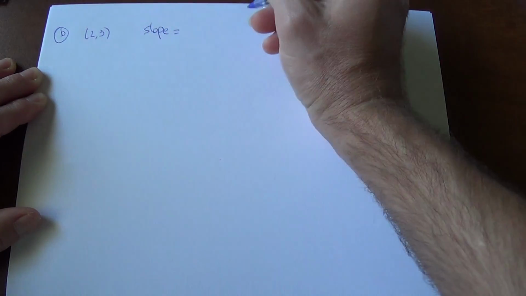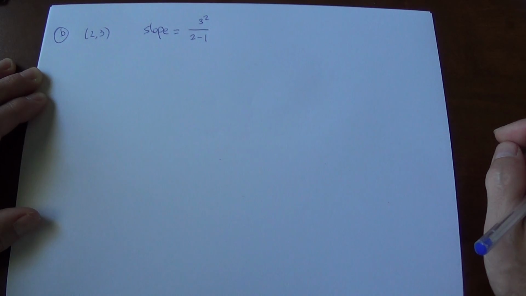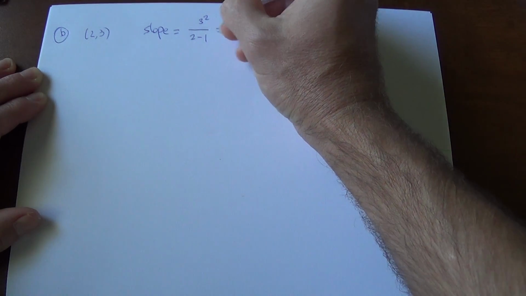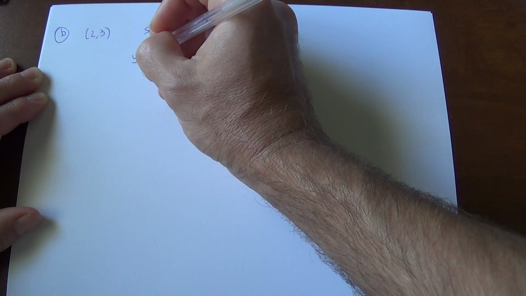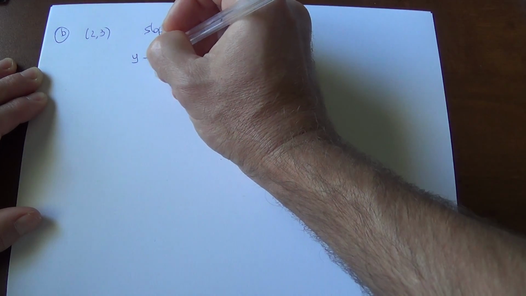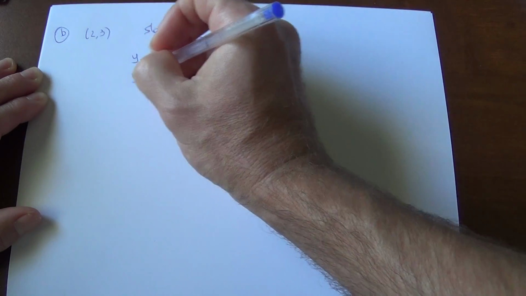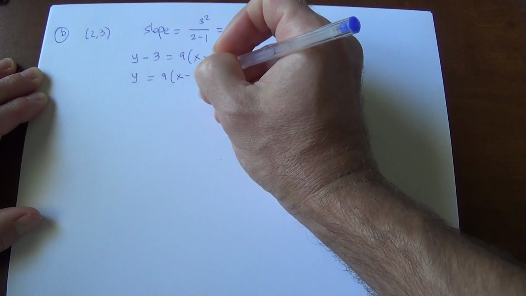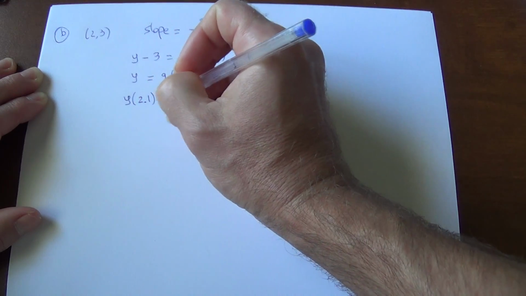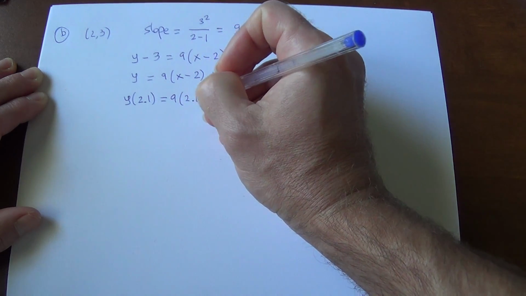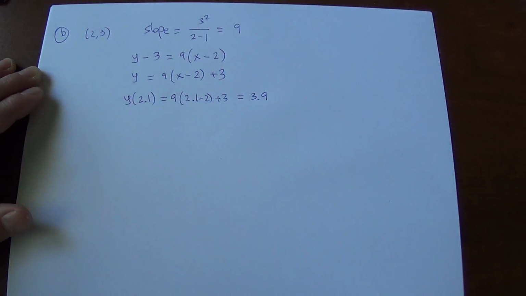And then we need to find the slope. The slope will be evaluated by using the derivative, 3 squared over 2 minus 1, correct? So it's going to be 9. And the equation of the tangent line is going to be y minus 3 equals 9 times x minus 2. If we rewrite that in this form, you don't have to, but it's going to make things a little bit easier. When you evaluate that at 2.1, it's going to be 9 times 2.1 minus 2 plus 3. This is going to give you 0.1 times 9, which is 0.9. The whole thing ends up to 3.9.